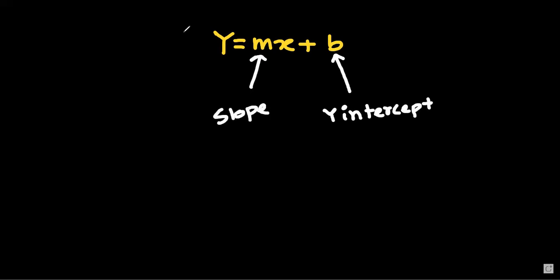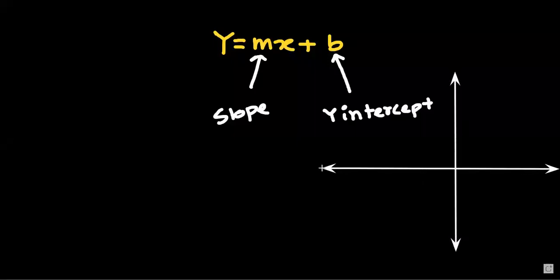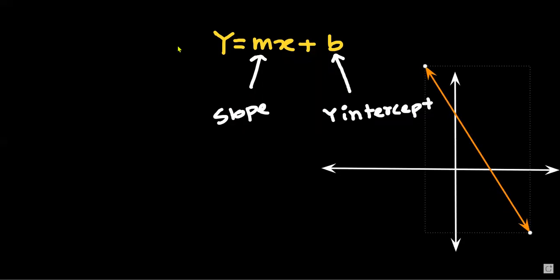What do you mean by y-intercept? Suppose we are drawing a straight line in the coordinate plane like this. You can see this line is passing through the y-axis at a point, suppose 3, and this one is 2 through the x-axis.